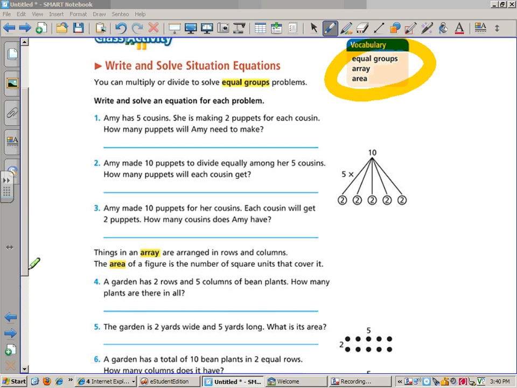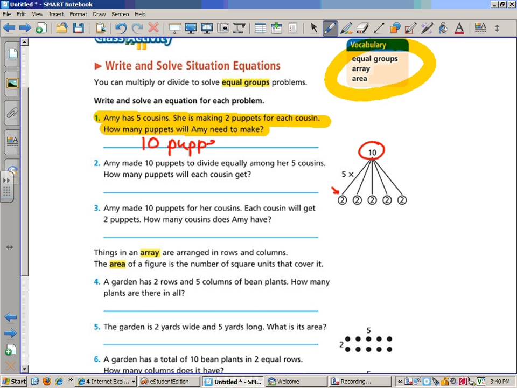So this is the first one here. We have Amy has 5 cousins. She's making 2 puppets for each cousin. How many puppets will Amy need to make? Okay, so each of her 5 cousins are going to get 2 puppets. So right here we have 5 groups of 2. So 2, 4, 6, 8, 10. So that gives us a total of 10 puppets. Okay, so she'll need to make 10 puppets.